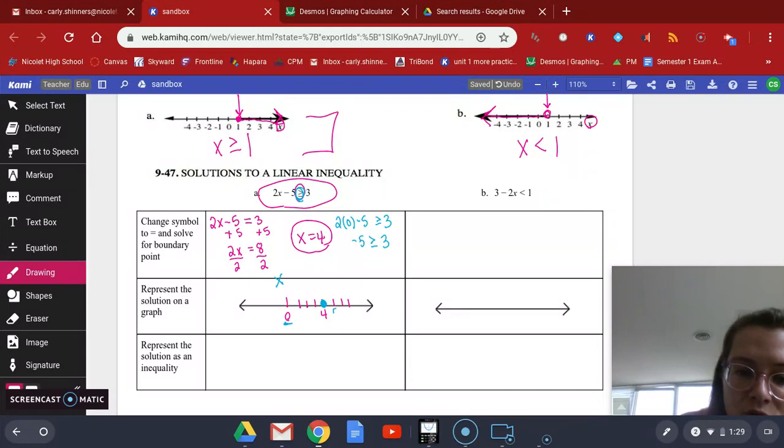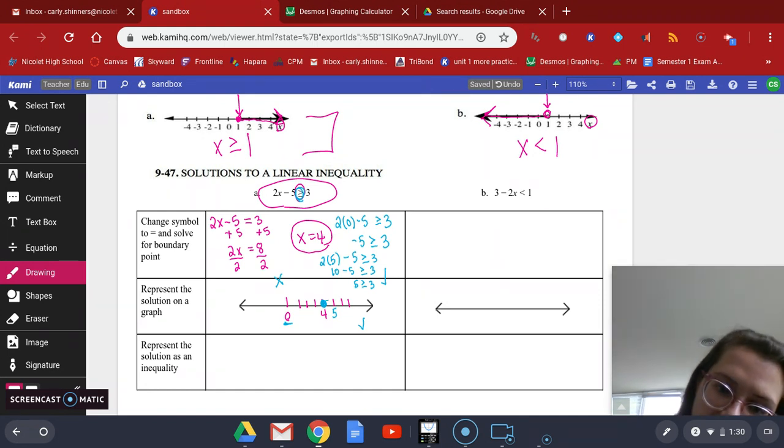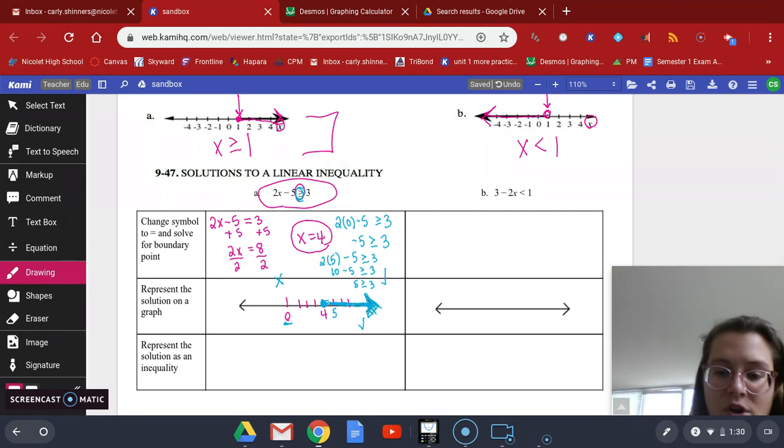Let's pick a number to the right of 4 to see if that works. Okay, so I'm plugging in 5 for x now. 2 times 5 is 10. Okay, 10 minus 5 is 5. Is 5 greater than or equal to 3? Yes, it is. So I know my solution is going to be to the right here. So we want to shade to the right, okay? So you can fill in your number line. I like to then block off the arrow to show that the solution set keeps going.